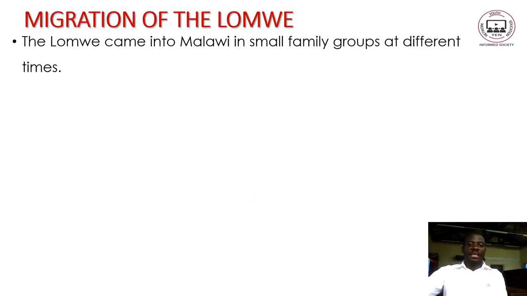So the Lomwe came into Malawi in small family groups at different times, just as it was with the Yao. Remember the Yao? We said that they came to Malawi following different leaders or in small groups. The same with the Lomwe, they came in very small family groups at different times.